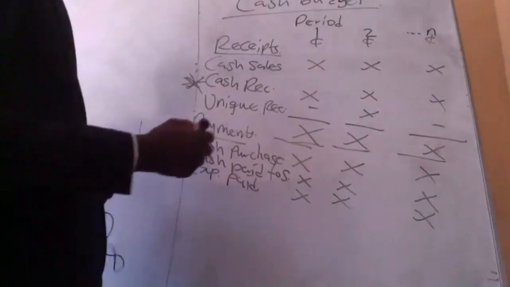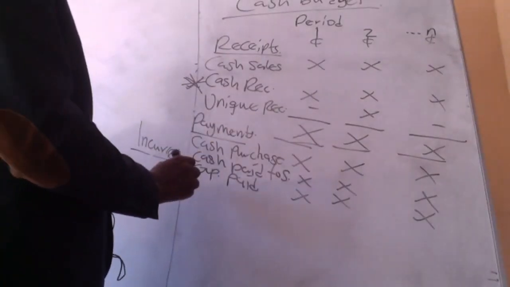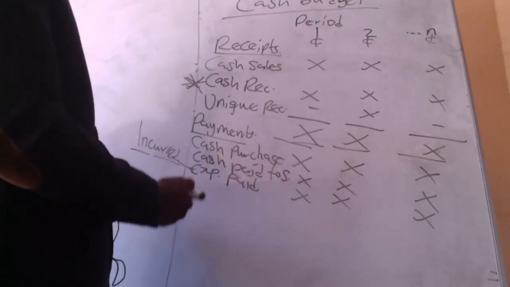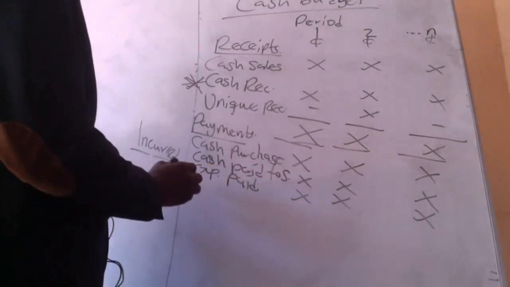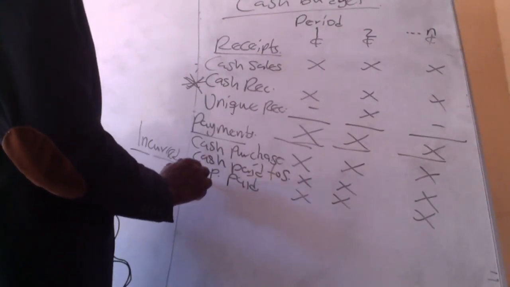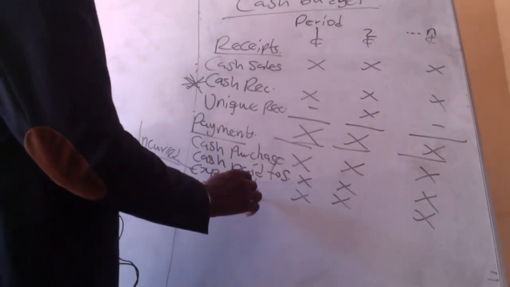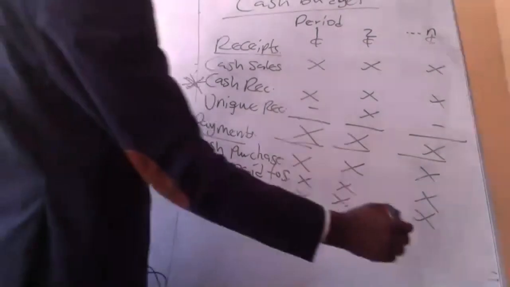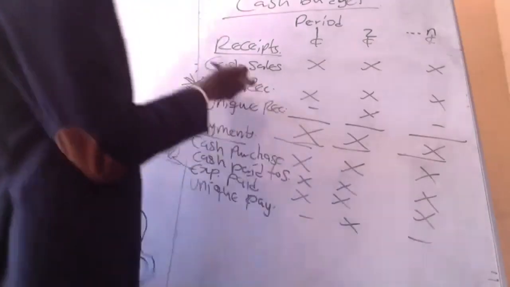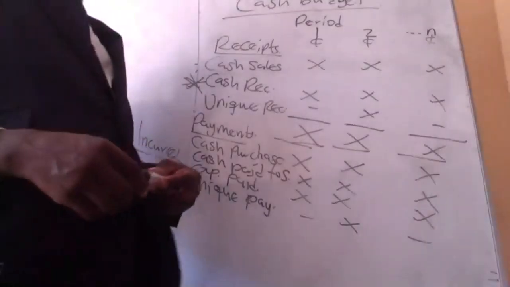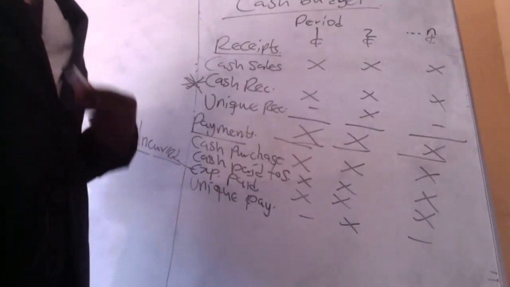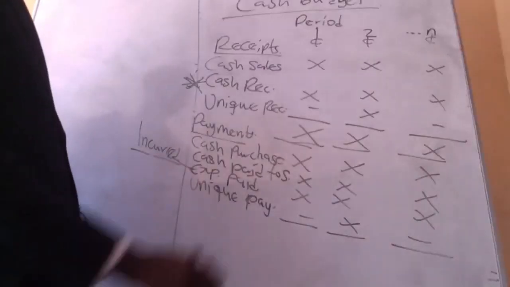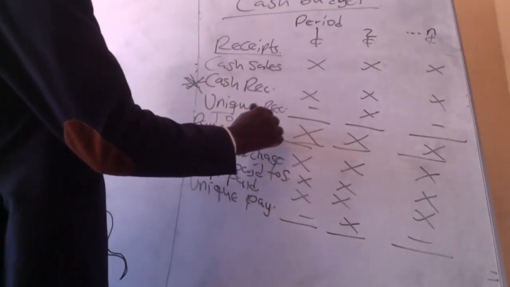I can give examples of the expenses paid: wages and salary, admin, distribution, interest, and other ones. Then let me go to unique payments. Unique payments are not always there. They are one-off; some of the expenditures or payments you don't incur every day. You incur them as and when the need arises. When you are done, you total all the payments.